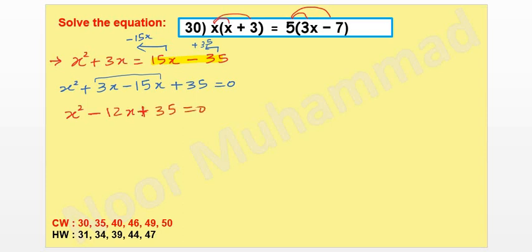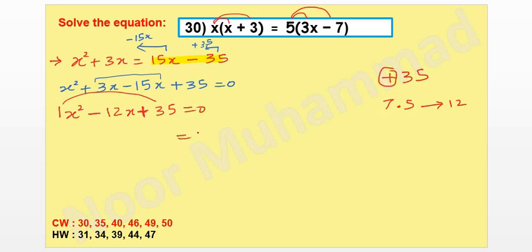Now here we will use the AC method to factorize it. So what is the AC method? We write 1 over here and multiply 1 with the positive 35, so it gives us positive 35. Now what are the factor pairs that give us 35 and whose sum is 12? 7 times 5 is 35, and if I add them, I get 12, because the sign says add.